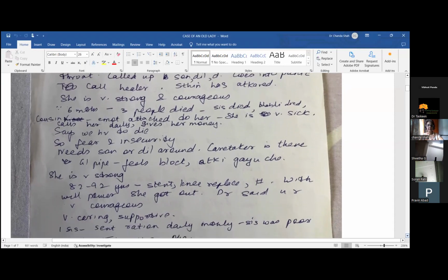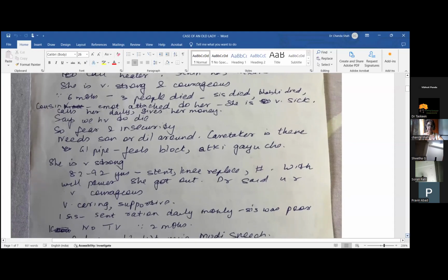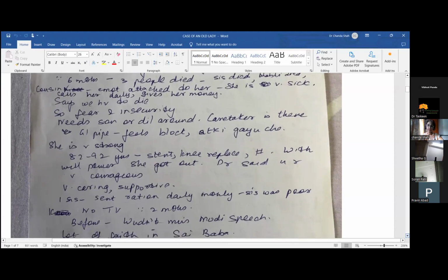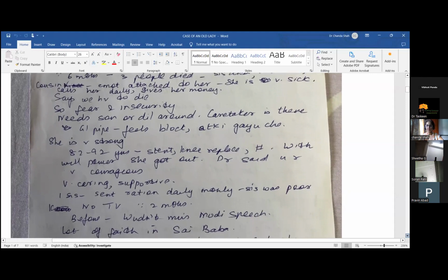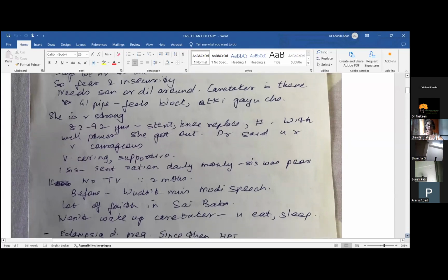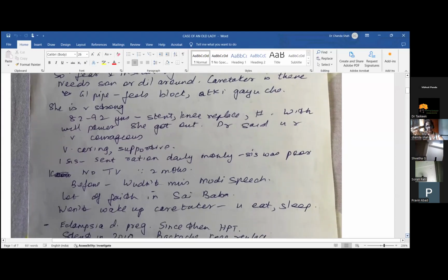Then the homeopath, like the patient's daughter, she's saying she's very caring, very supportive. So she has one sister and he's sending ration to her monthly because sister is from poor background. Okay. Now, since 2 months, there's no TV. She's not watching TV. Earlier, like, she would not miss Prime Minister Modi's speech. Okay. There's a lot of faith in Sai Baba. And like I said, she has a caretaker 24/7.